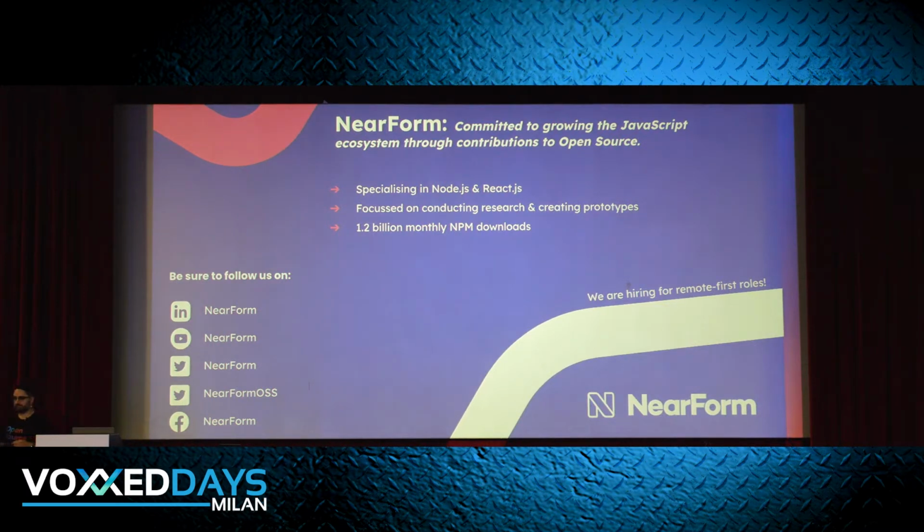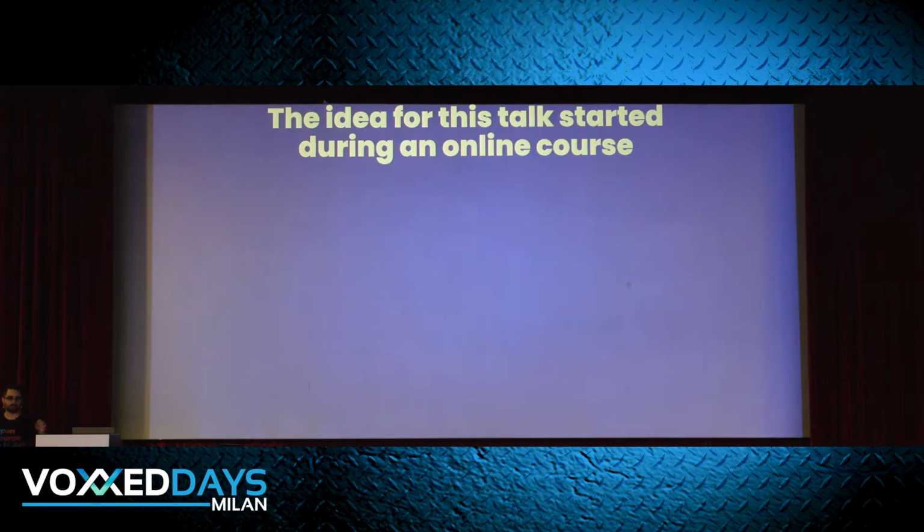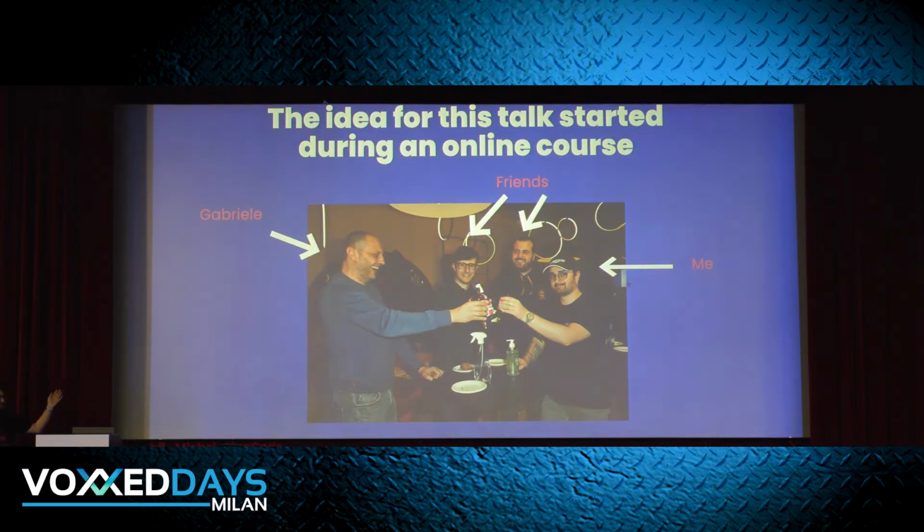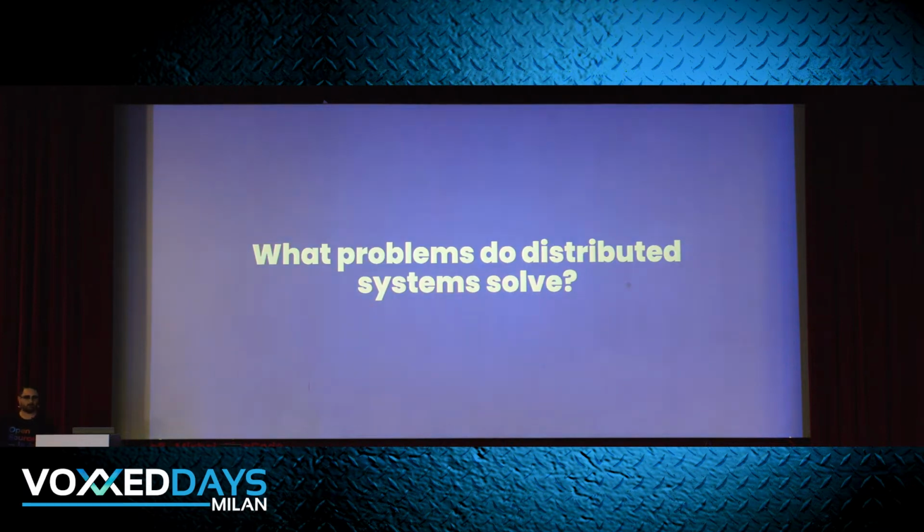But the idea for this talk started somewhere else. It started from an online course. In fact, every Monday evening, I have an online course with a dear friend of mine, Gabriele. You can see him there. He's an excellent engineer, probably one of the best I've ever encountered in my career. He works in the RabbitMQ team and Kubernetes team, actually, in VMware. And we needed to find a way to explain what problem distributed systems solve during this course.